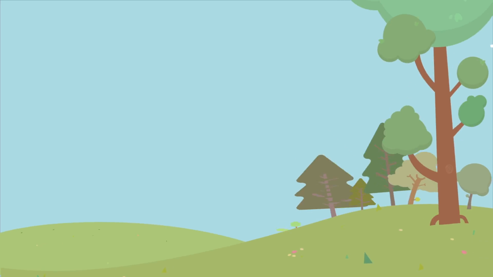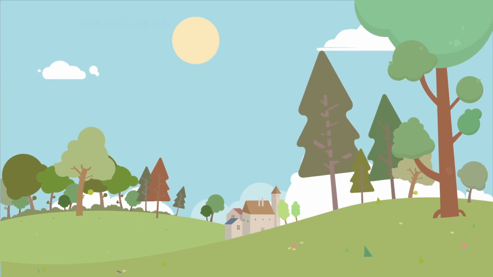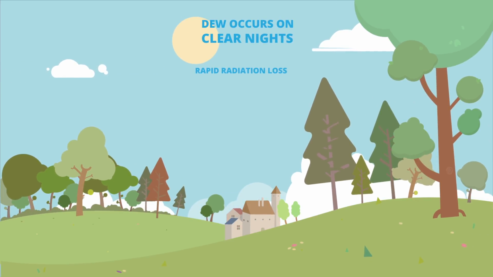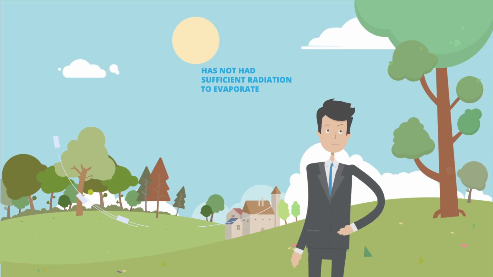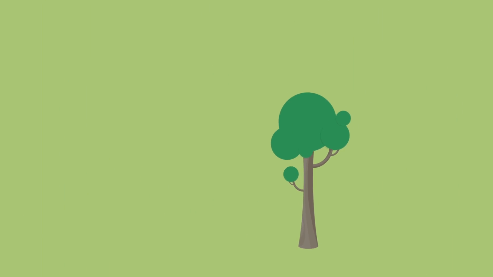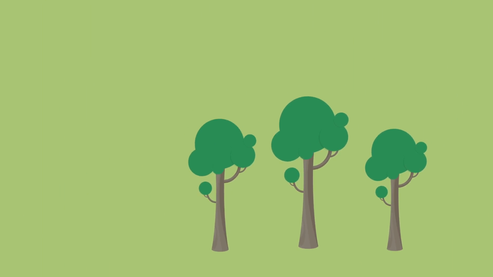Precipitation also takes the form of dew. Dew occurs on clear nights and results from rapid radiation loss, meaning that moisture that is condensed from the atmosphere has not had sufficient radiation to evaporate. It is then deposited as drops on cold surfaces, such as the leaves on plants.